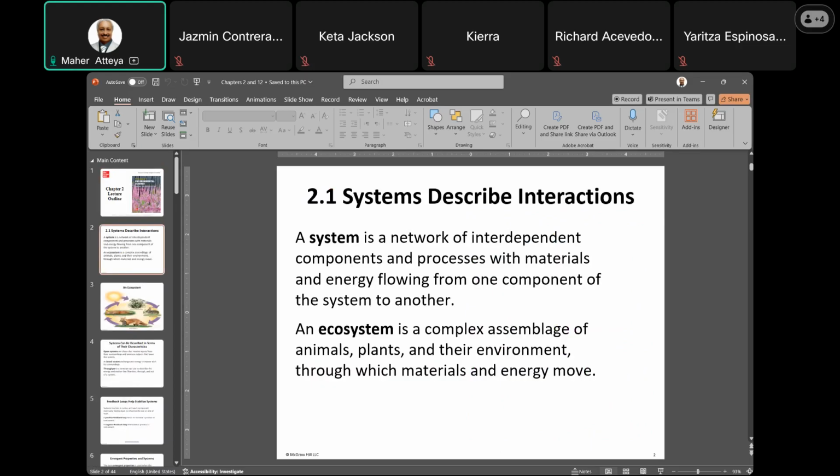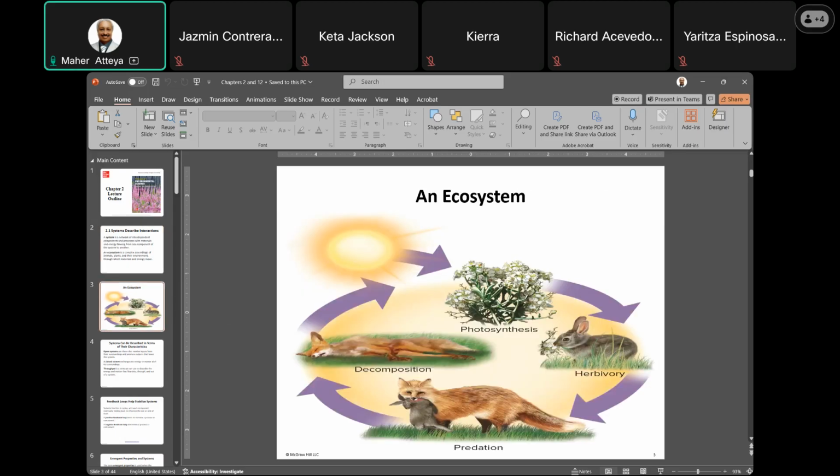A system is a network of independent components and processes, with materials and energy flowing from the system itself to another system, to the surroundings. The ecosystem is a complex assemblage of animals, plants, and their environment. So here is just to give you the idea of an ecosystem.